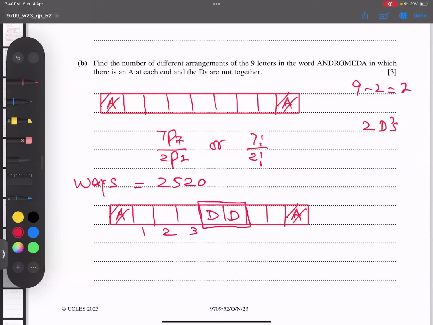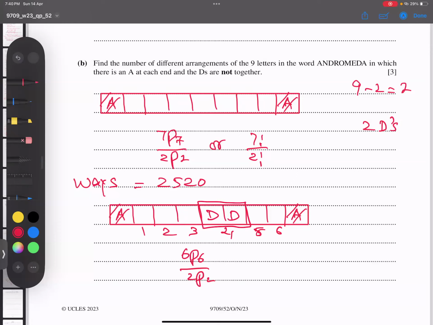So 1, 2, 3, 4, 5, and 6. So 6P6, and divided by 2P2. I think the point is very clear. So I think this is clear, and that is the answer.